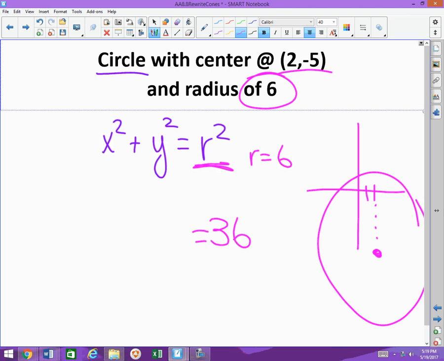So we have to take the x value, and just like with everything we've done so far this year, it becomes (x - 2) squared plus, and then (y + 5) squared. And there's the equation of a circle with a center at (2, -5) and a radius of 6.